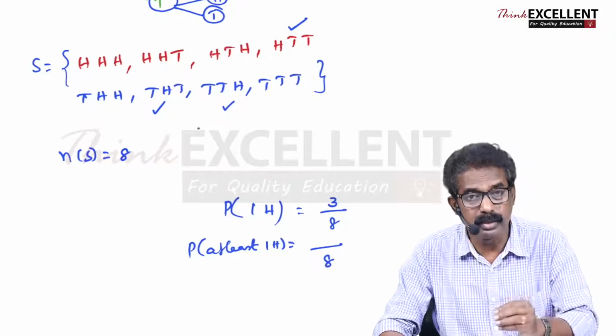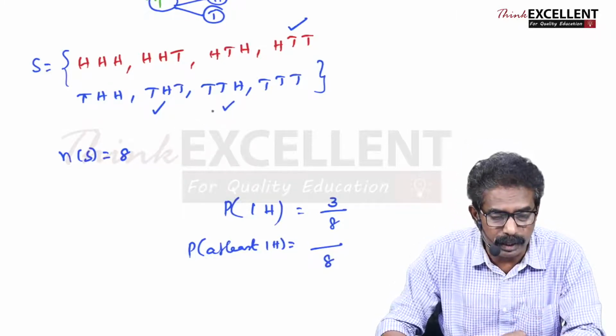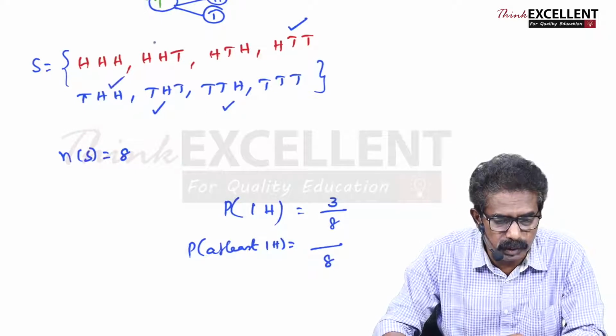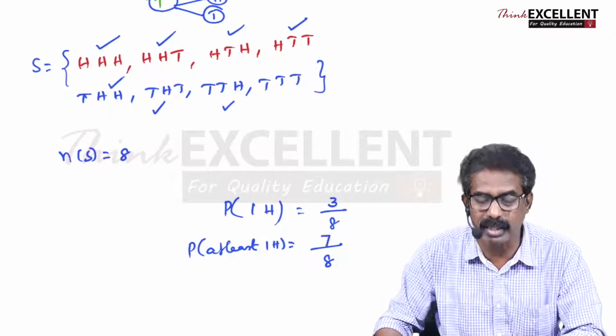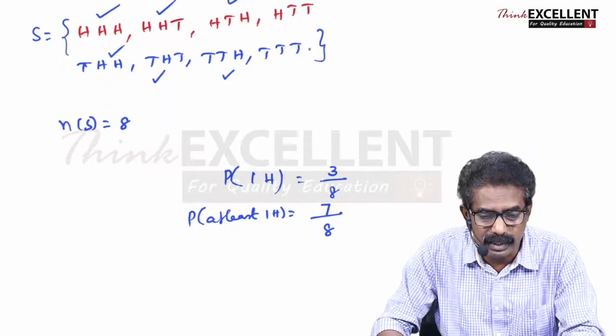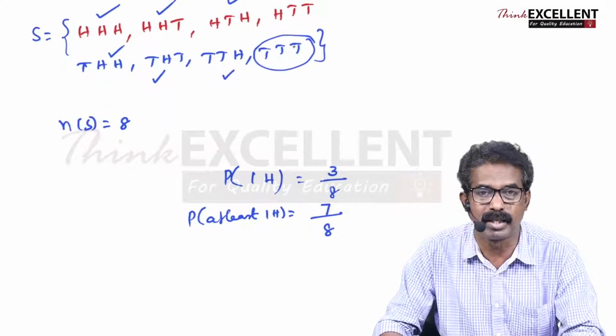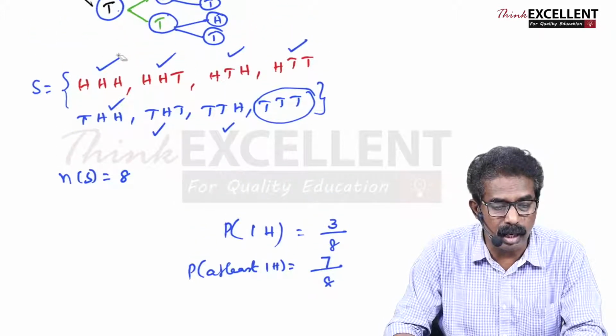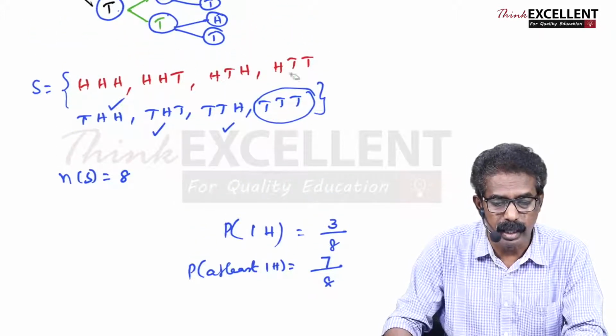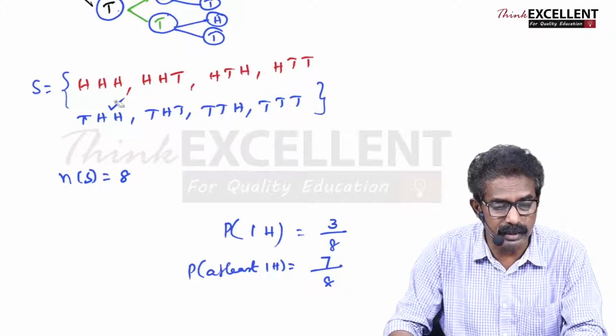At least one means one or more. So one head you take, even two heads you can take, even three heads you can take. So all the 7 cases you have to take, okay? Except this TTT, there is no head at all, right? So at least one head means one or more. That's the meaning.